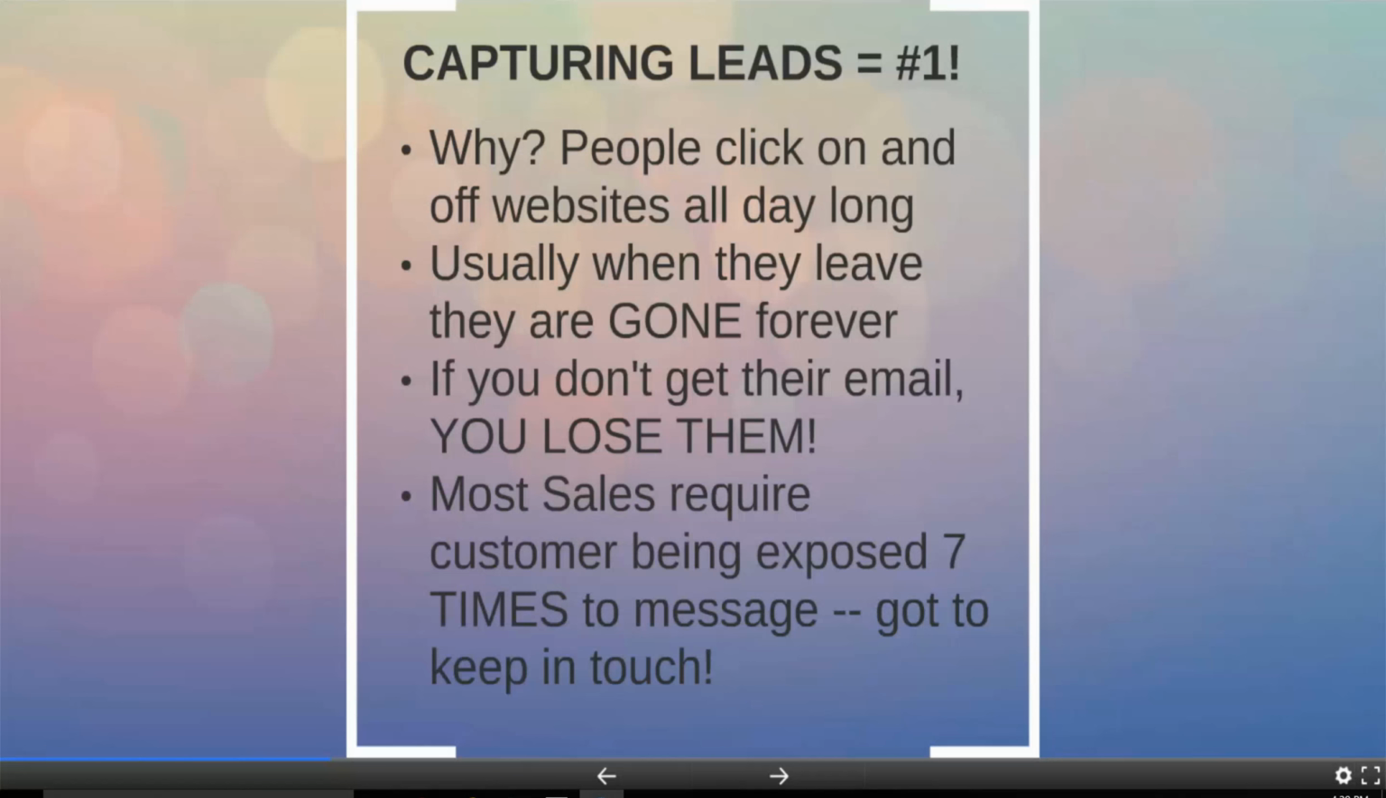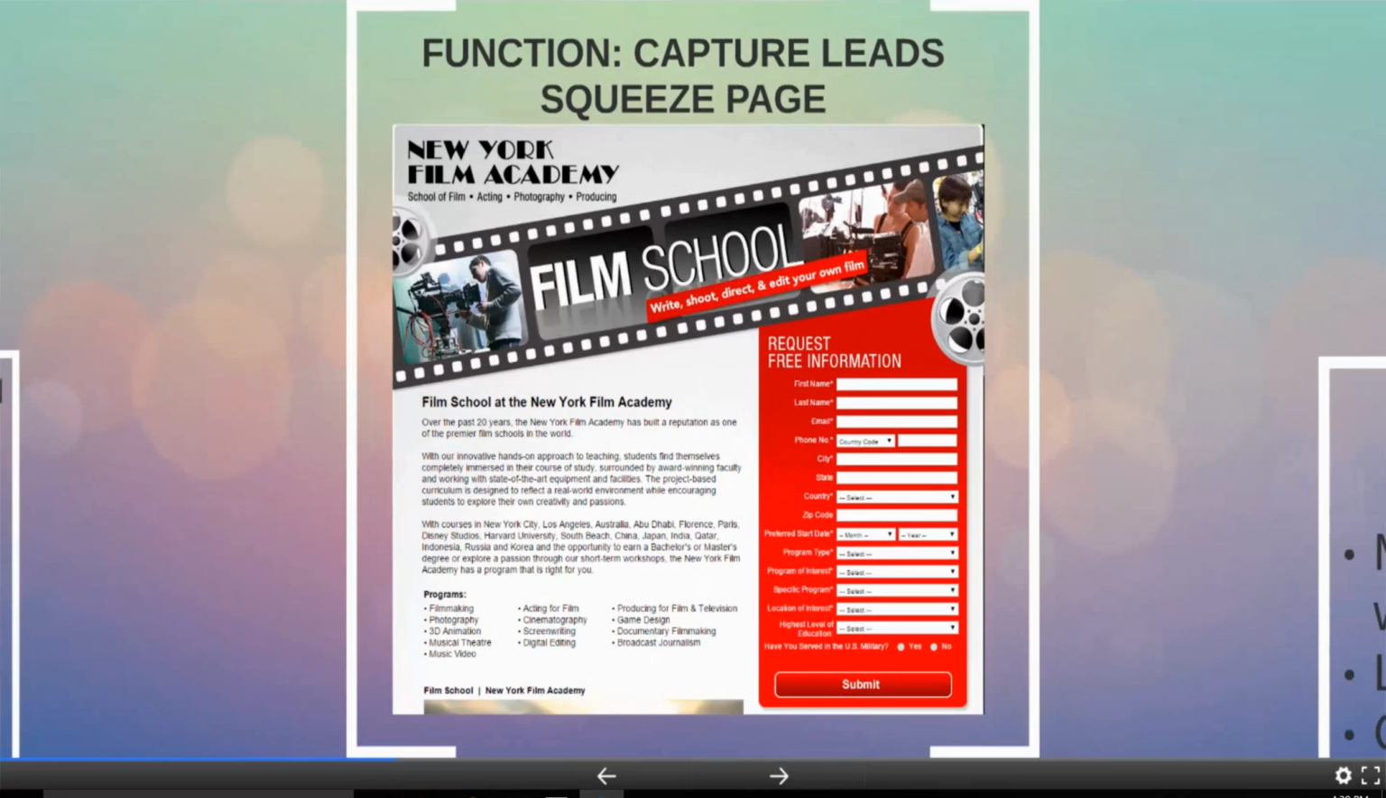And why is that? People click on and off websites all day long. Think of all the websites you've clicked on in the average day. And usually when people leave a website, they're gone forever. And if you didn't get their email or some kind of contact info, you lose them. Most sales, according to statistics, require a customer being exposed 7 times to a message before they actually buy something. And that's very often true. You can think of your own experience. You've got to keep in touch with people to make sales. That's marketing. So this is what we call a squeeze page, which is designed to capture leads.